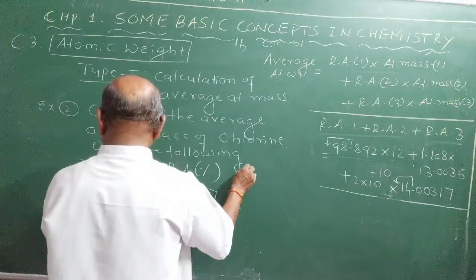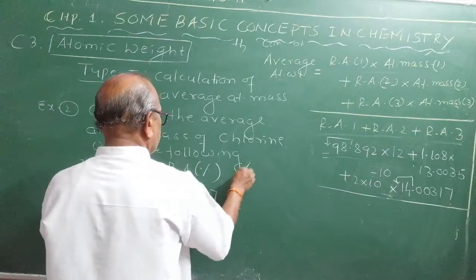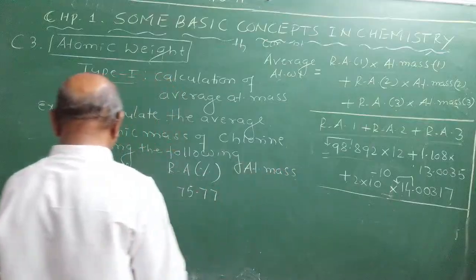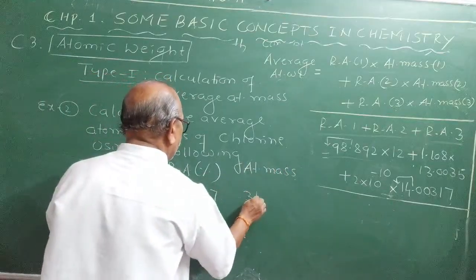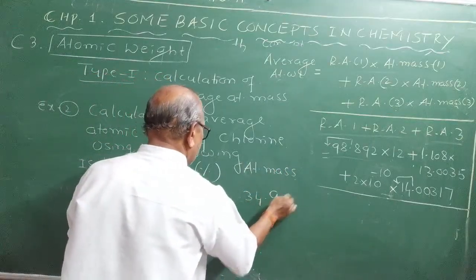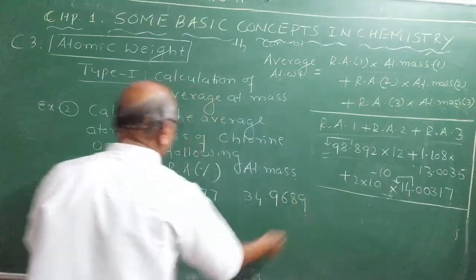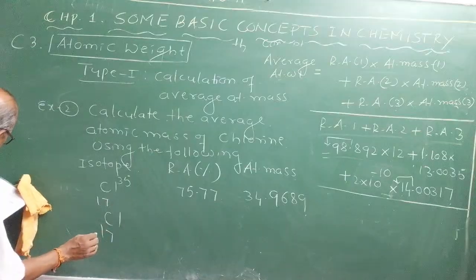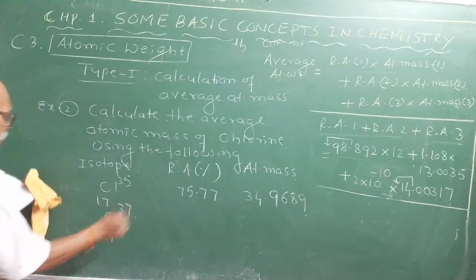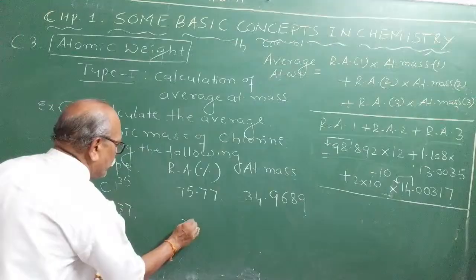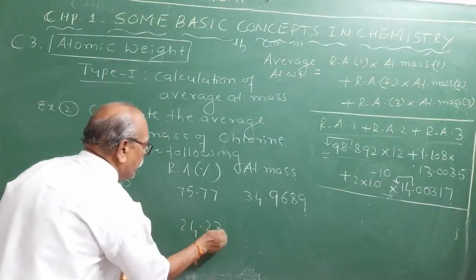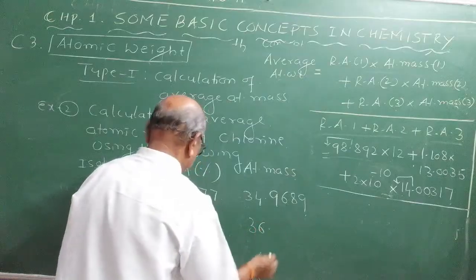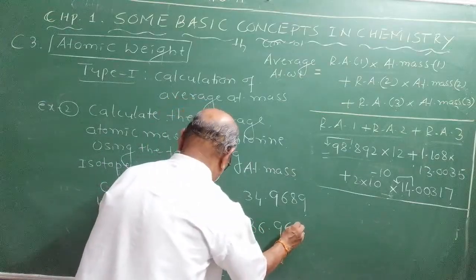Then atomic mass, or molar mass also it is called, 34.9689. This problem is there in your textbook. Chlorine 37. Its relative abundance is given as 24.23 and atomic mass is 36.9659.